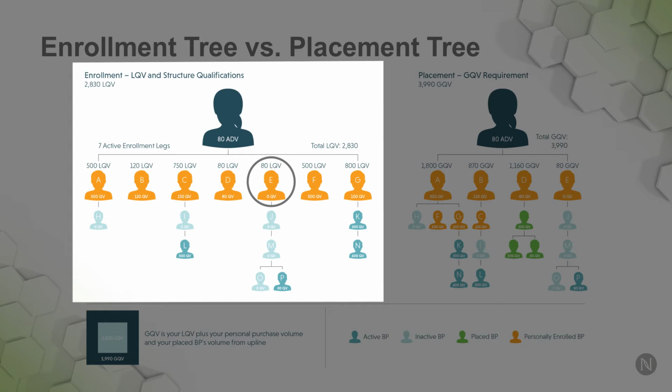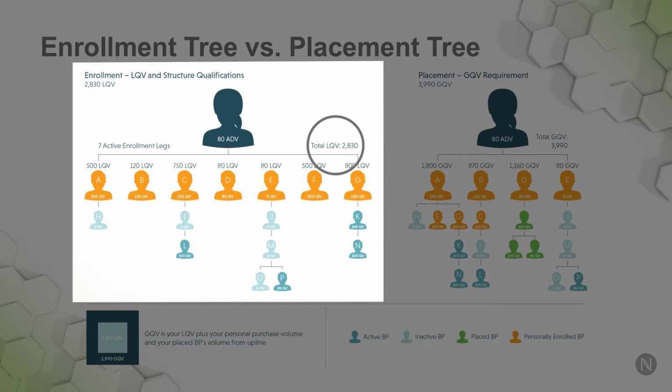So E sponsored J, who sponsored M, and all of them are at 0, and M sponsored P. P has an auto order of 80. That makes that an active leg. It's not just your personals, it's where they come from in depth in the enrollment tree. So here I have 7 active legs, and if you do all the math and add those up, my LQV, or my volume, my leadership qualifying volume from that enrollment tree is 2,830.